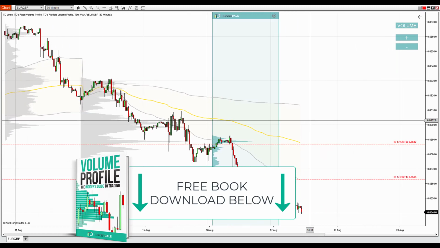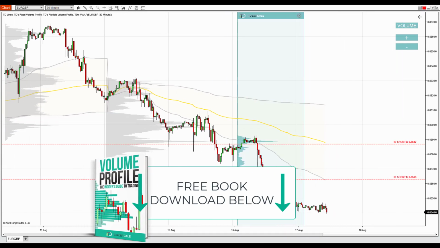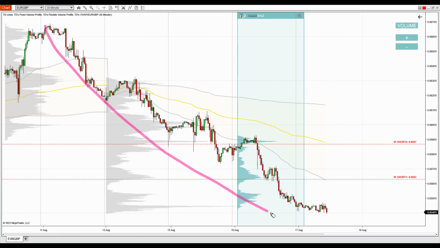So in here, there's also a strong downtrend. By the way, we are looking at the 30 minute time frame. And within this downtrend, there are two significant volume zones very close to the current price. This one and this one. So when there is a trend and you see significant volume zones like those, you want to trade pullbacks.